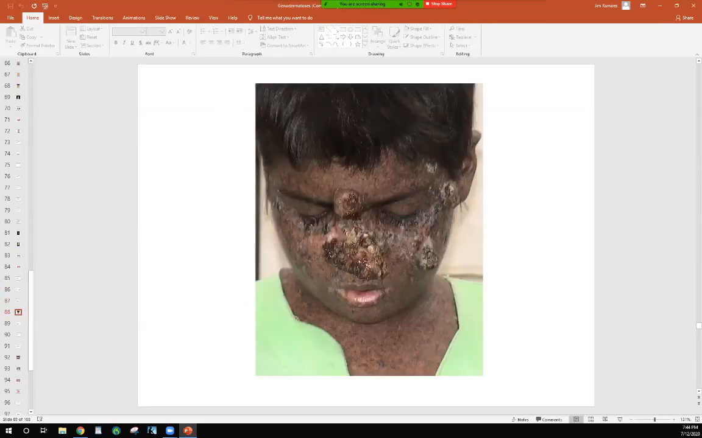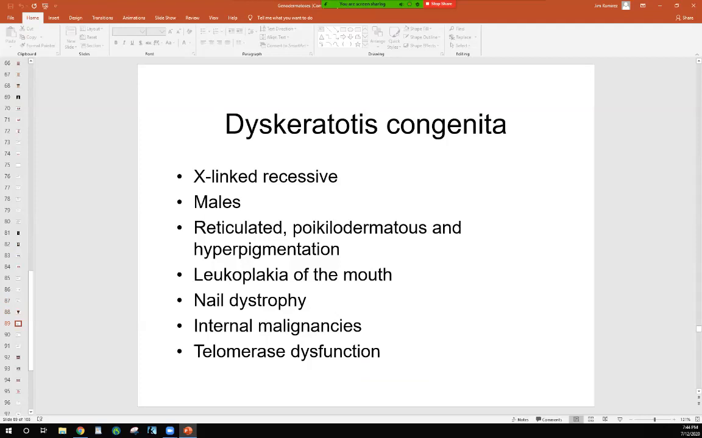Here is a photo of a patient with xeroderma pigmentosum, and you can see it's a very disfiguring, very unfortunate disease for this patient. Here's another one, dyskeratosis congenita, which has a lot of features, but we're going to be talking more about the reticulated poikilodermatous and hyperpigmentation pattern.